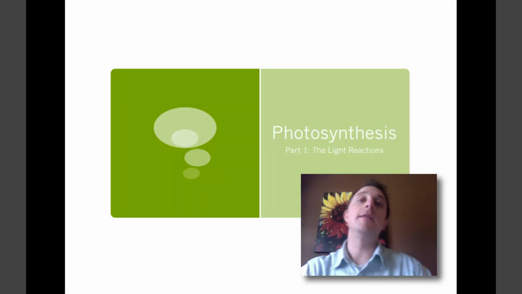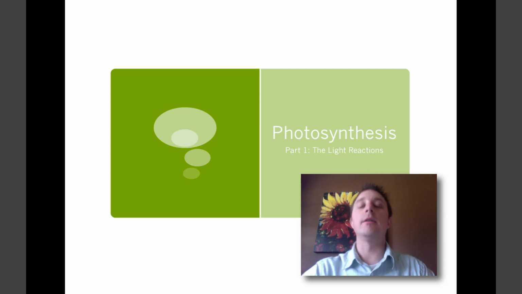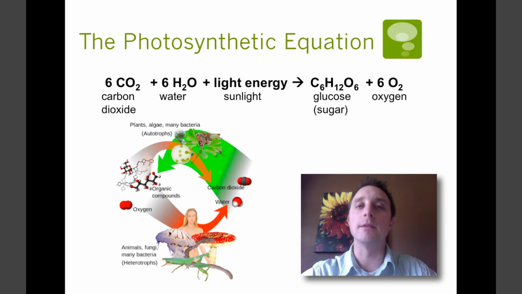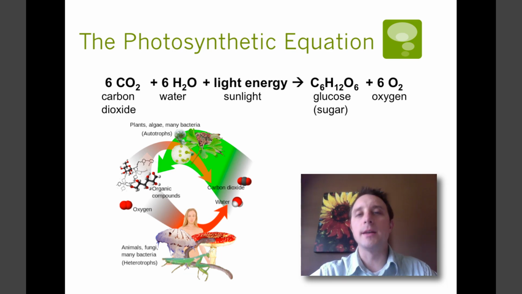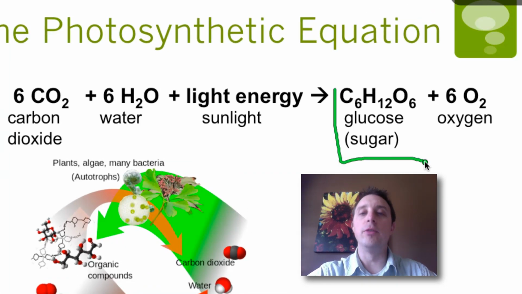Hi, Dr. H here. This lesson will be going over the first half of photosynthesis, otherwise known as the light reactions. So the overall photosynthetic equation is shown above. The process of photosynthesis involves taking CO2 from the atmosphere and combining that with water in the presence of light energy and producing the most important product here, which is sugar.